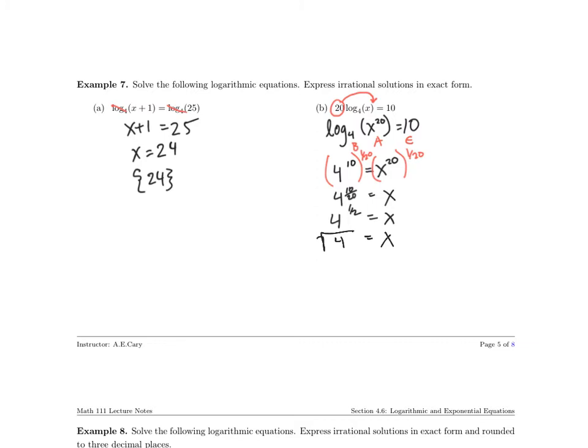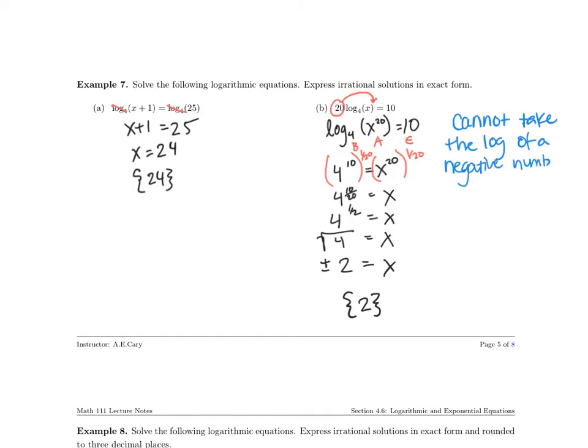Anyway, we get to here and we go, okay, square root of 4 is equal to x. So x is equal to positive and negative 2. But I'm not going to include both the solutions in the solution set. I'm only going to include 2, the positive answer. And this is because, let's write a side note, you cannot take the log of a negative number. This has to do with its domain.